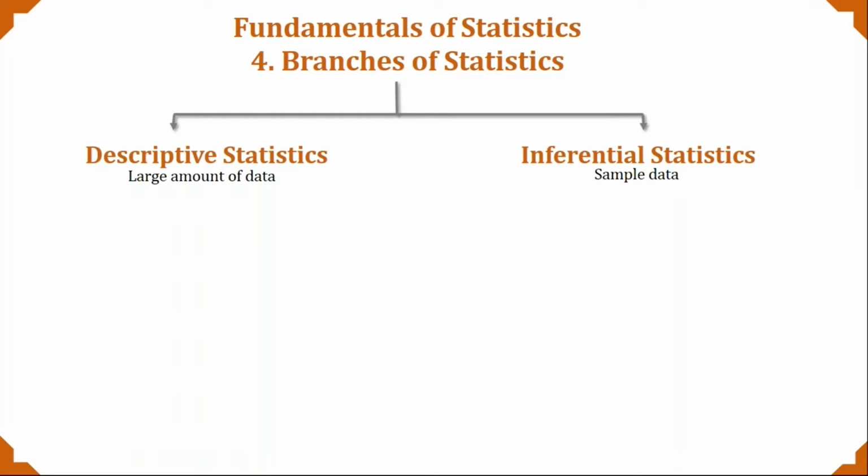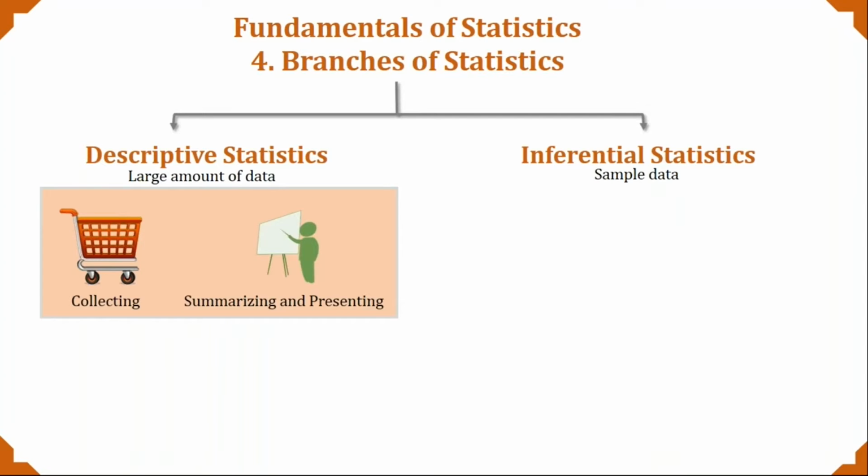Descriptive statistics is usually done on large data sets. This branch is mainly focused on collecting the data, summarizing the data, and presenting that data. Descriptive statistics is where we show what is happening in the data. You are mostly familiar with this branch of statistics, because you will be seeing all these things.